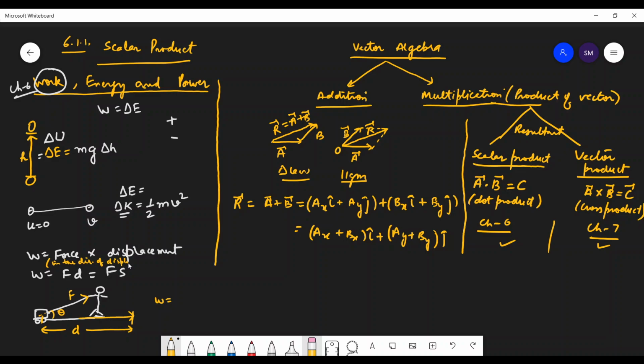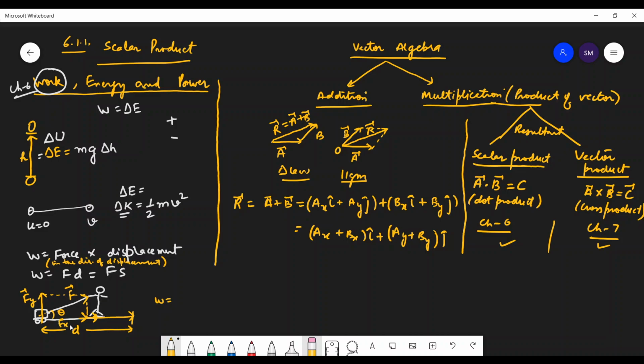So look at this example again. This boy is pulling the toy car with constant force F. So this force F will have two components. One is Fy component and another is Fx component. So draw a perpendicular to this. So up to this point I have Fx component.